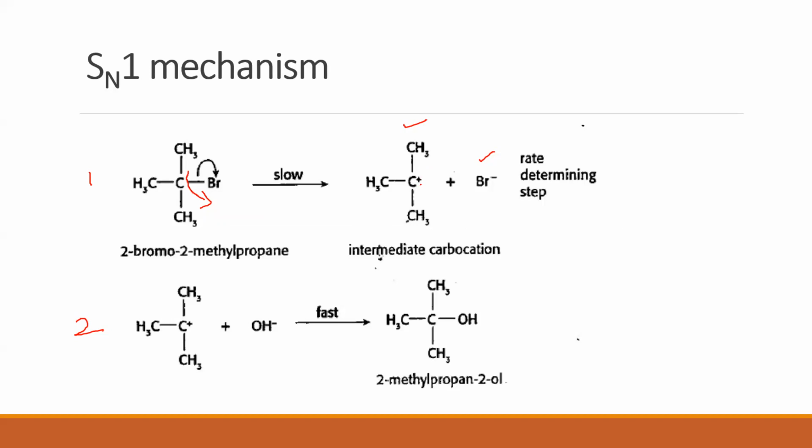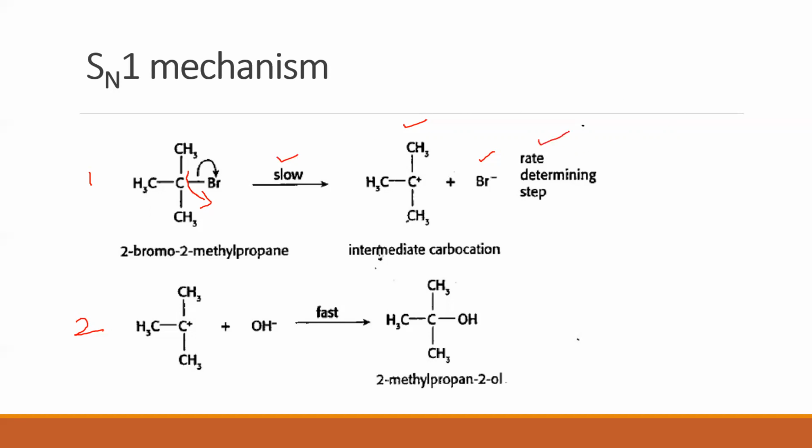This is the first step. And this step I can call the formation of a carbocation. So what can I call the first step? Formation of carbocation. And this step is a slow step. Here, when I look at how fast or how slow this step actually happens, this step is a slow step. And a slow step in a mechanism which involves multiple steps is called the rate determining step, which is what is mentioned here.